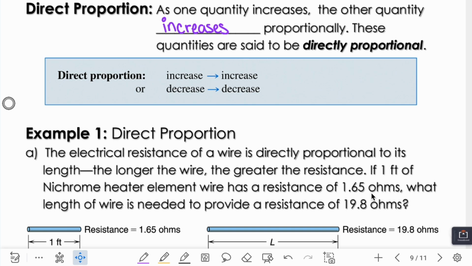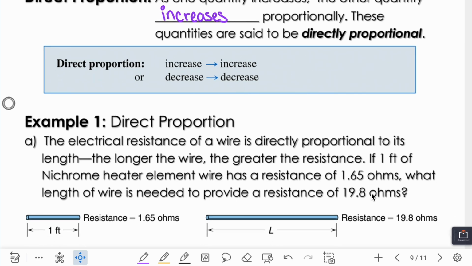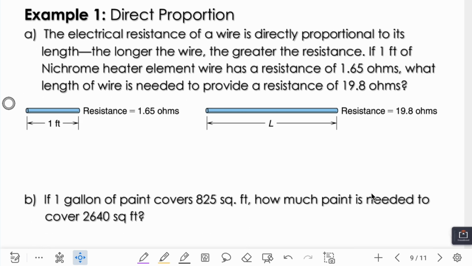So we're going to do a couple examples with this. The first one is electrical resistance. So the electrical resistance of a wire is directly proportional to its length. That means the longer the wire, the greater the resistance. If 1 foot of nichrome heater element wire has a resistance of 1.65 ohms, what length of the wire is needed to provide a resistance of 19.8 ohms?